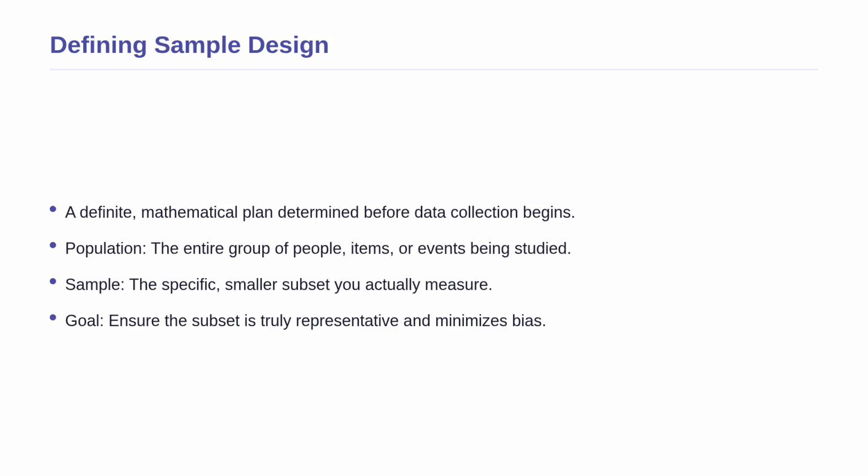Now that we understand the intuition behind tasting the soup, let us look at the formal academic definition. In research methodology, a sample design is a definite mathematical plan created before any data is actually collected. It tells us exactly how to select a specific subset, called a sample, from a much larger group, known as the population. A good sample design actively minimizes bias and statistical errors, ensuring that the small subset we choose is truly representative of the entire population we want to study.